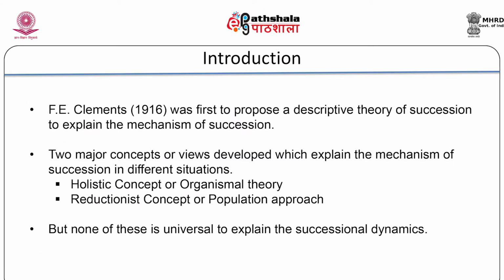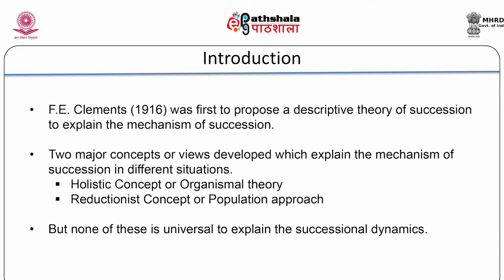Mechanisms of succession. The mechanism of succession was described earlier by Henry Thoreau in 1860, Anton Kerner in 1863 and Cowles in 1899, yet it was Clements in 1916 who first proposed a descriptive theory of succession and developed it as an ecological concept. In general, the two major concepts or views which explain the mechanism of succession in different situations are the holistic concept and the reductionist concept.